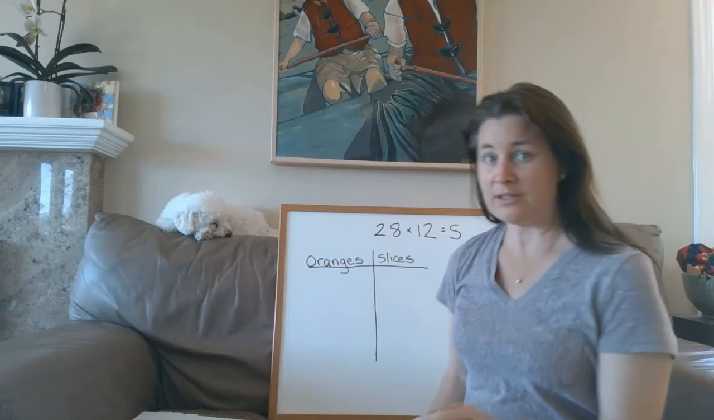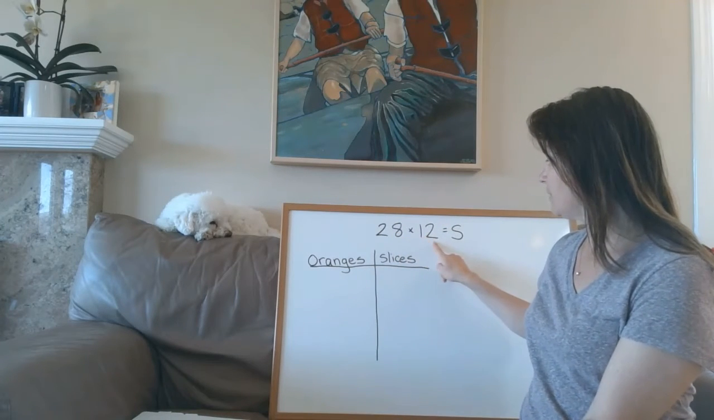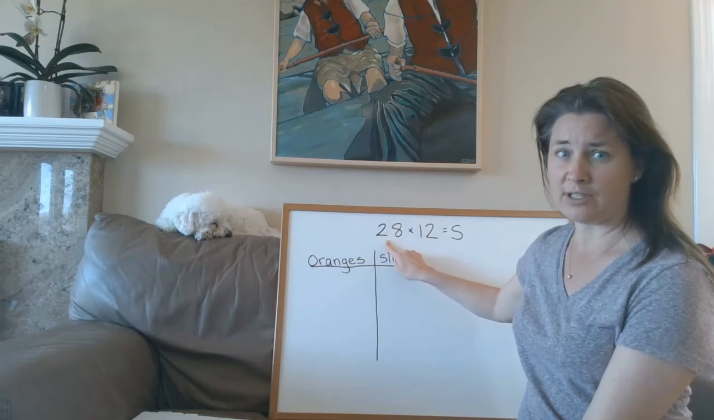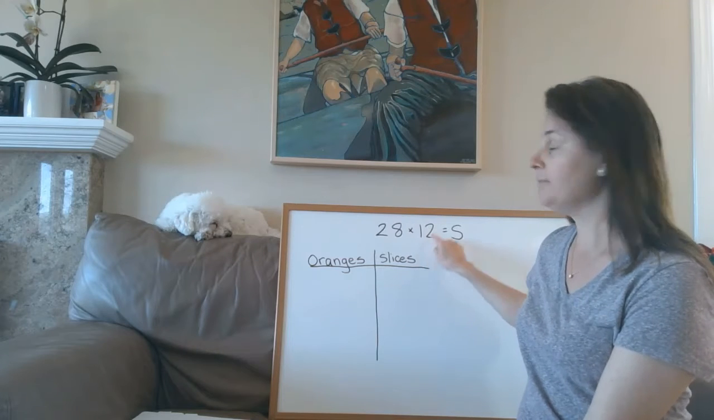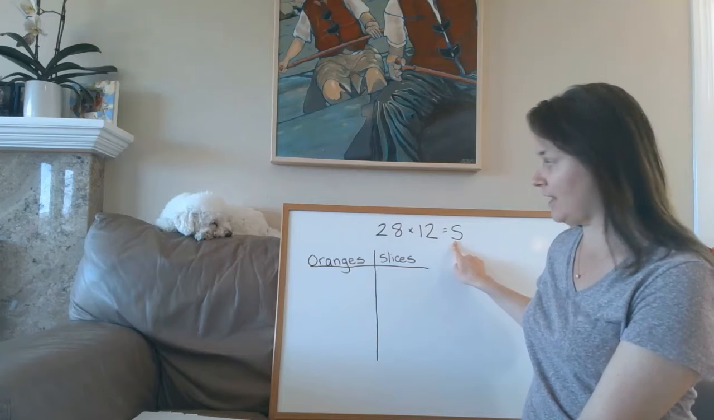So on your piece of paper right now, what you are going to do is write the equation 28 times 12 equals S. So 28 is the number of oranges, 12 is how many slices he can get from each one, and S is our answer, which is slices altogether.